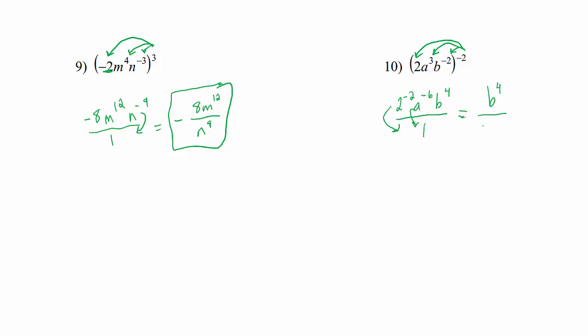2 to the negative 2, when I move it to the bottom, it gives it a positive exponent. When I move a to the negative 6 down to the bottom, it gives it a positive exponent. So 2 to the negative 2 is really a 4 on bottom, because 2 squared is 4, but the negative exponent causes us to move it. So this is b to the 4th over 4a to the 6th.